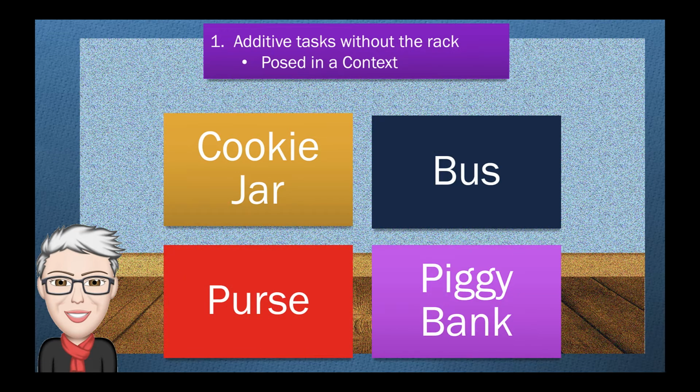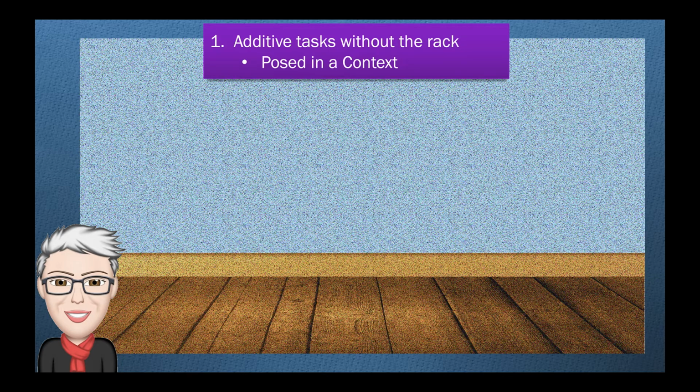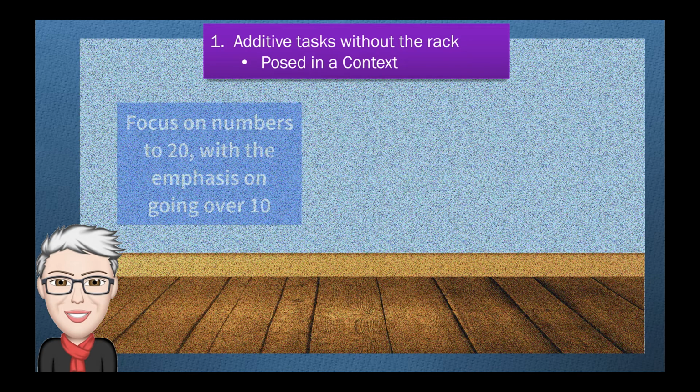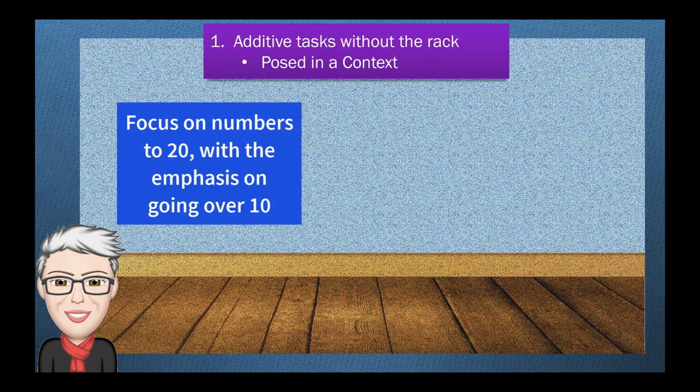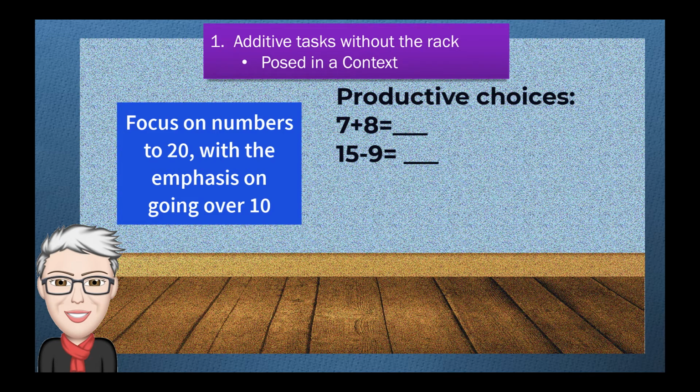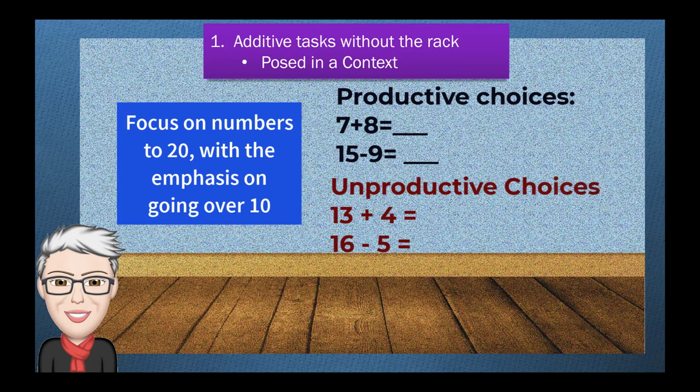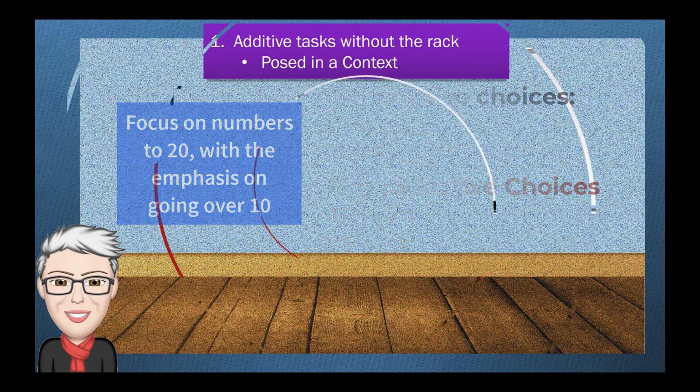We remind teachers to be judicious in selecting the numbers in keeping with the purpose of the structuring numbers sequence. That is, a focus on numbers to 20 with an emphasis on going over 10. Number choices such as 7 plus 8 or 15 minus 9 are productive for this purpose. But number choices such as 13 plus 4 or 16 minus 5 are not productive. Let's look at several examples of tasks of this type.